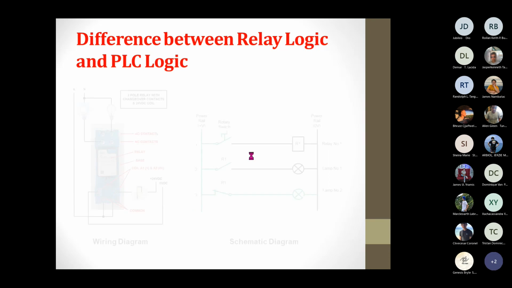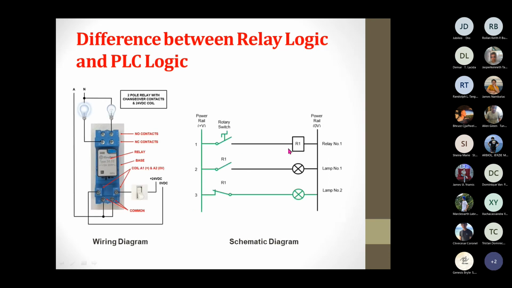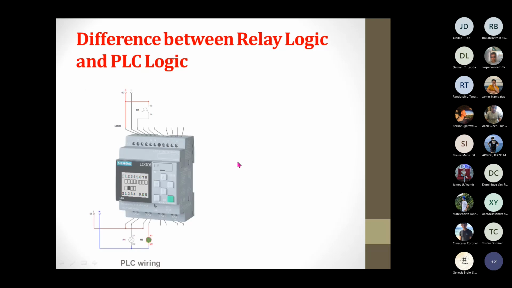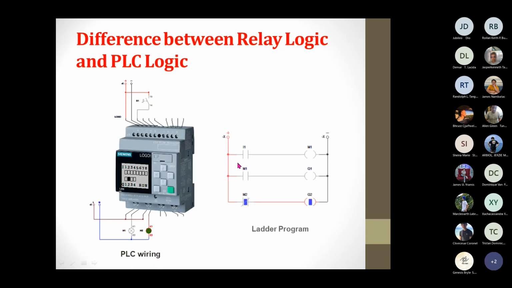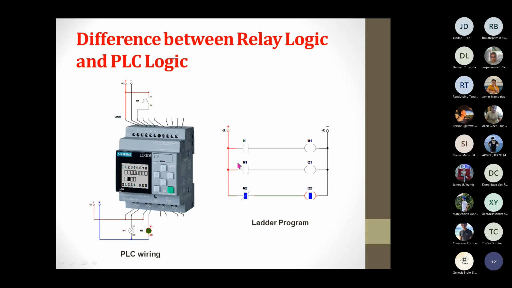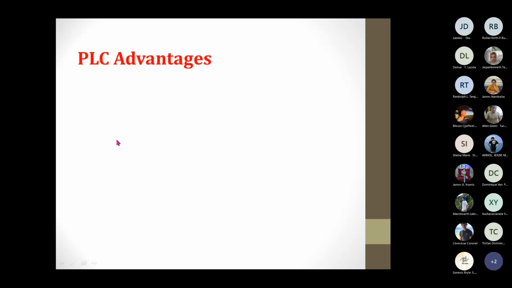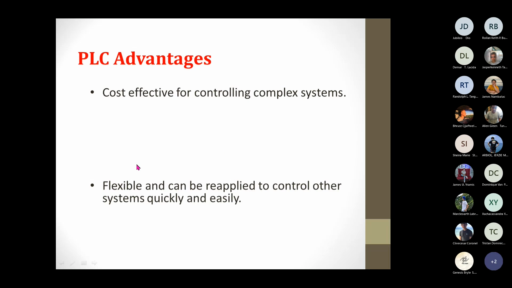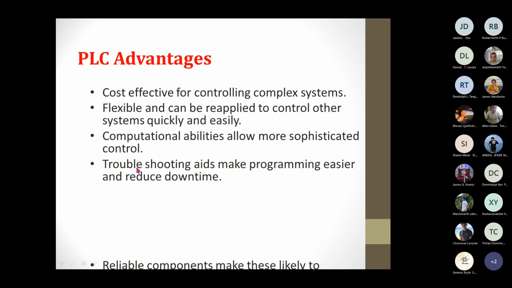But using the relay logic, this line here represents a physical wire which connects the switch to the relay. So that is the difference between the relay logic and using, of course, the PLC. We will be summarizing the advantages and then the disadvantages of having a PLC.